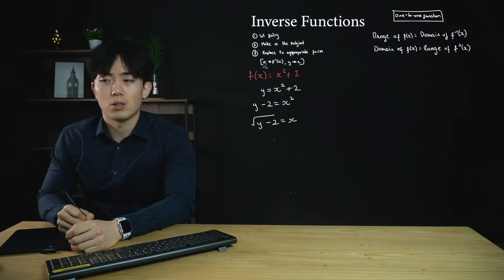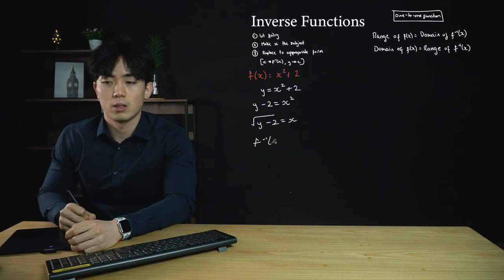Finally, we just replace back to appropriate form, so this x becomes the inverse function and the y becomes x, so it would be the root of x minus 2. So here is our inverse function.